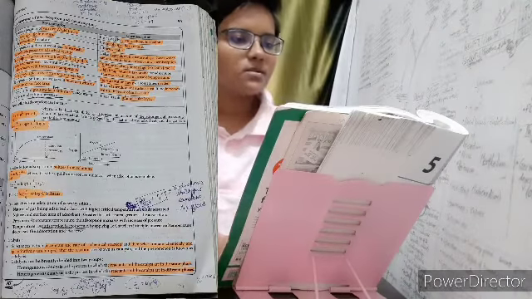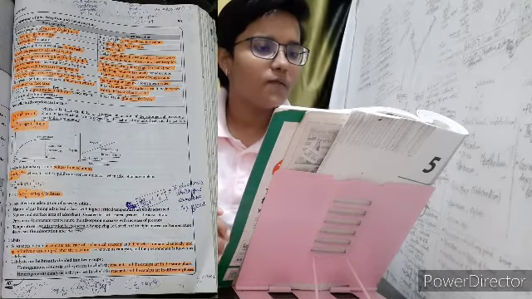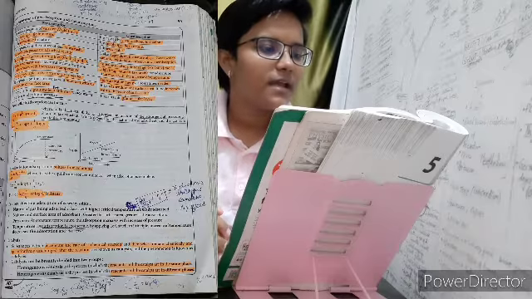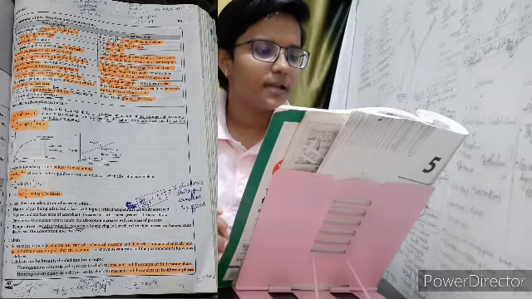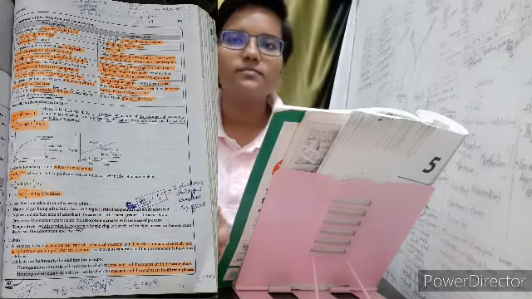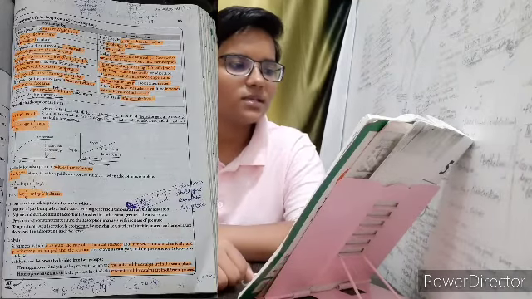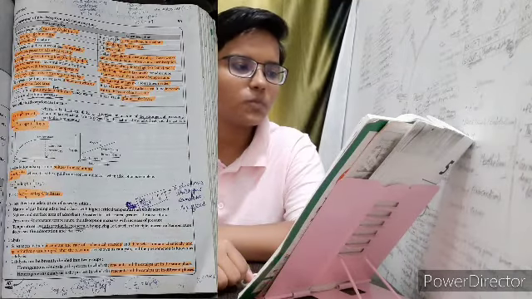Comparison of physisorption and chemisorption. Physisorption arises because of van der Waals forces. It is not specific in nature. It is reversible in nature. It depends on the nature of the gas. More easily liquefiable gases are adsorbed easily. Enthalpy of adsorption is low, 20 to 40 kJ per mole.